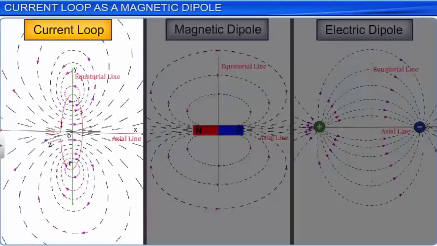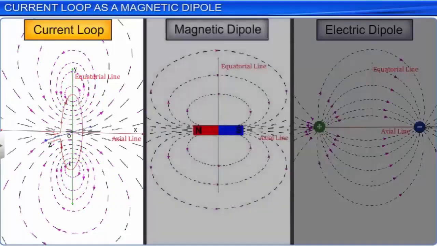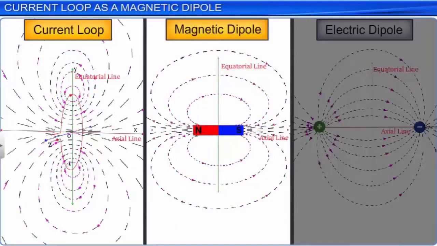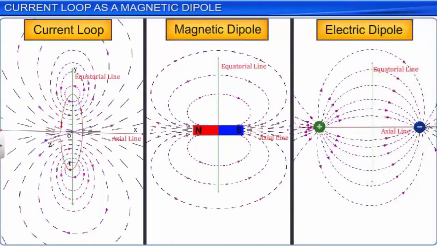We know that a current-carrying circular loop produces a magnetic field. This magnetic field is similar to the magnetic field due to a magnetic dipole. This magnetic field is also similar to the electric field due to an electric dipole.